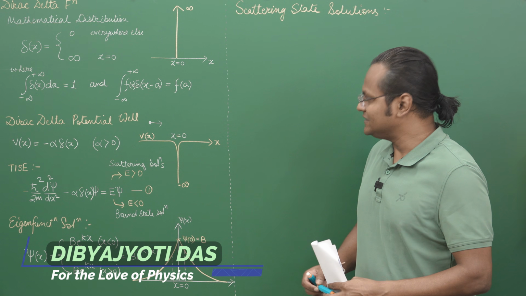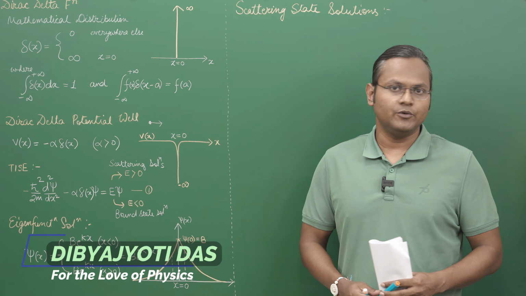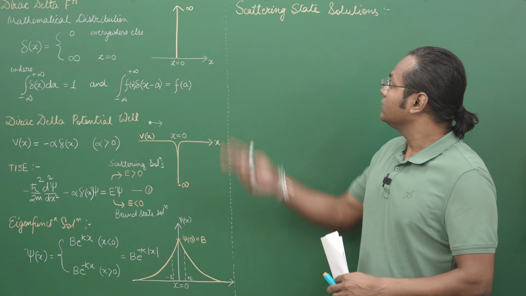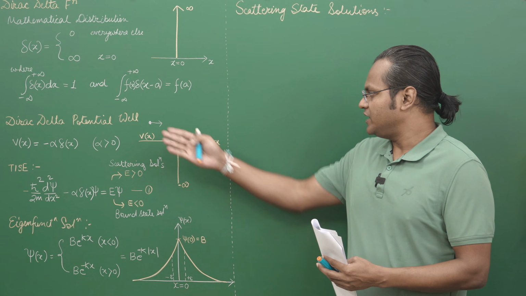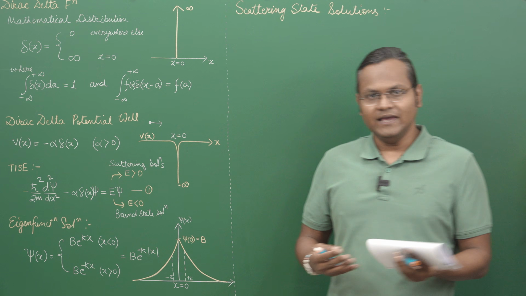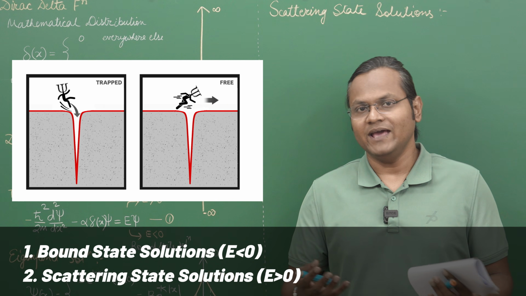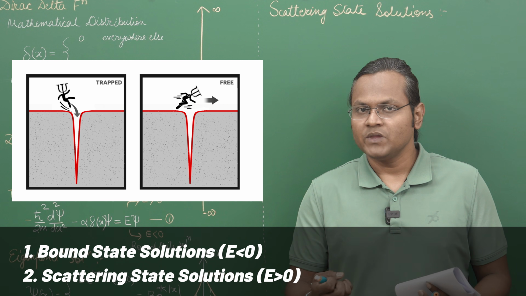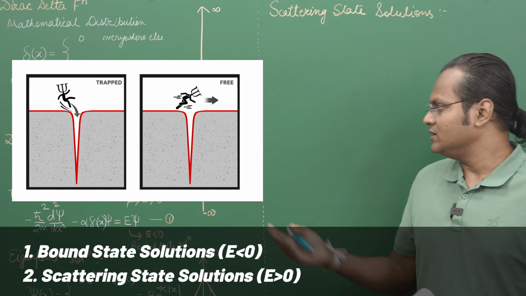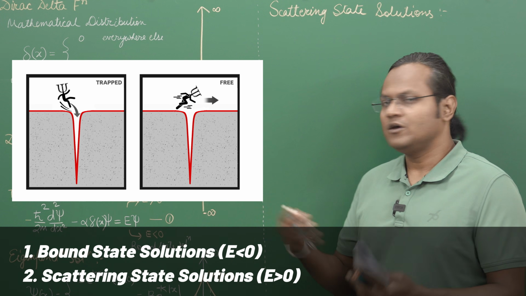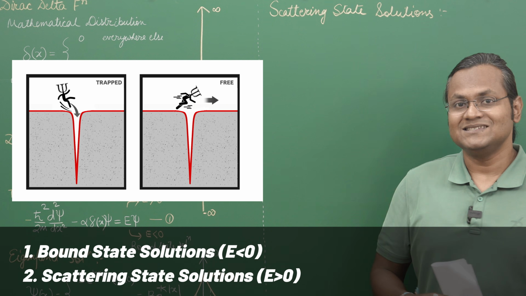This is For the Love of Physics, and in today's video I want to solve the problem of a Dirac delta potential well, scattering state solutions. So essentially the Dirac delta potential well has two different cases, one in which energy is less than 0 and we end up getting a bound state, and the other in which the energy is greater than 0 and the particle essentially has either a probability of reflection or transmission, which we will call the scattering state solutions.